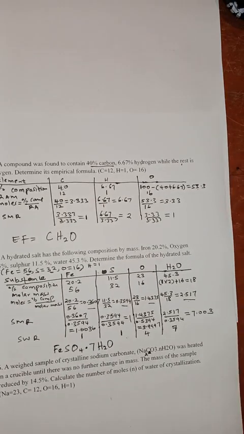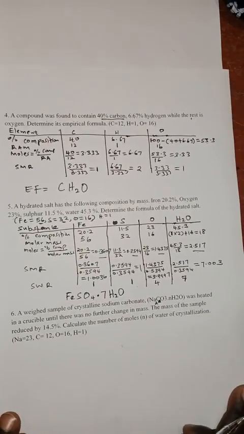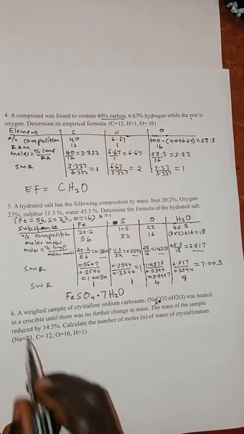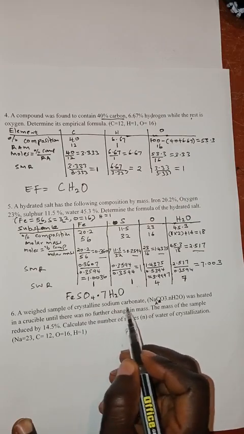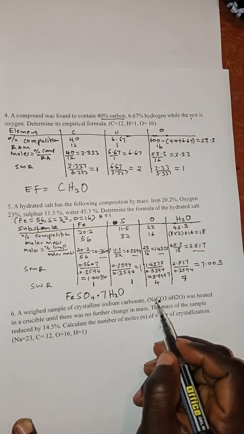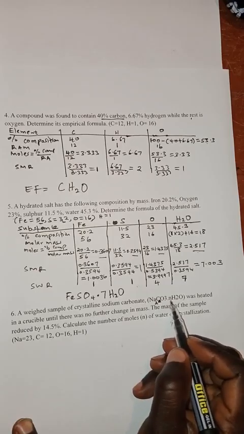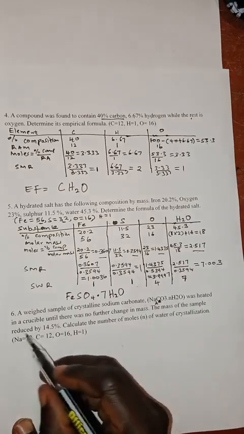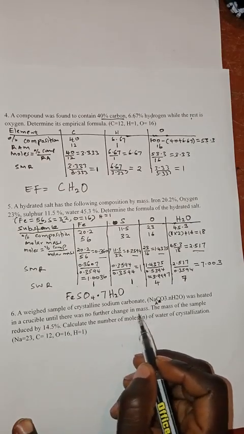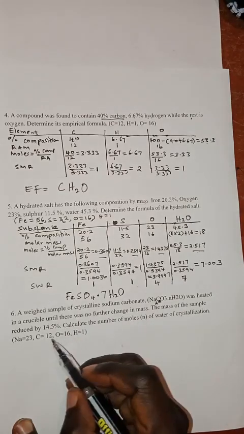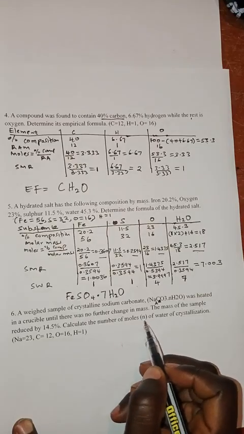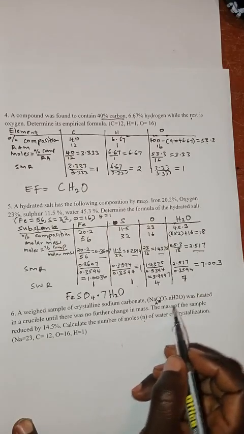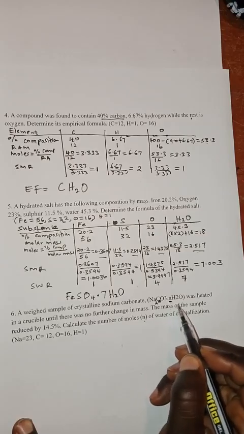And finally, for today, the last problem is this. A weighed sample of crystalline sodium carbonate, Na2CO3.nH2O, was heated in a crucible until there was no further change in mass. The mass of the sample reduced by 14.5%. Calculate the number of moles n of water of crystallization. So we want to find the value of n.